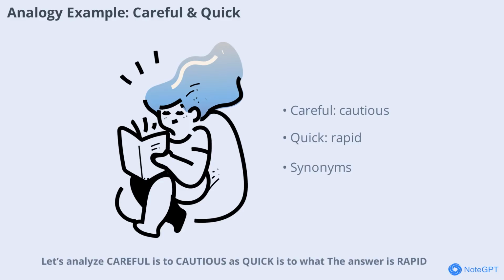Let's analyze. Careful is to cautious as quick is to what? The answer is rapid. Careful and cautious are synonyms, as are quick and rapid. This analogy is about words with similar meanings. Spotting synonyms and antonyms is a valuable skill for analogies.